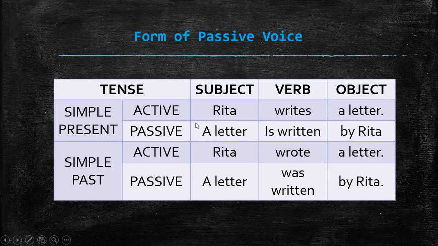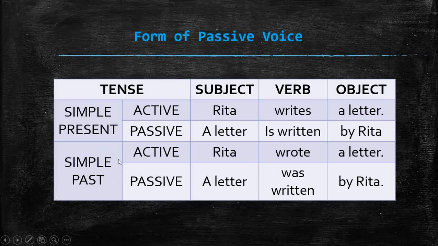A letter, then the verb to be, is, then the main verb writes in past participle, that is written, and then the subject of the active sentence becomes the object in the passive sentence. Then the sentence would be a letter is written by Rita. Okay, we have to change the subject to the place of the object and the object to the place of the subject. The verb to be and the main verb in past participle.